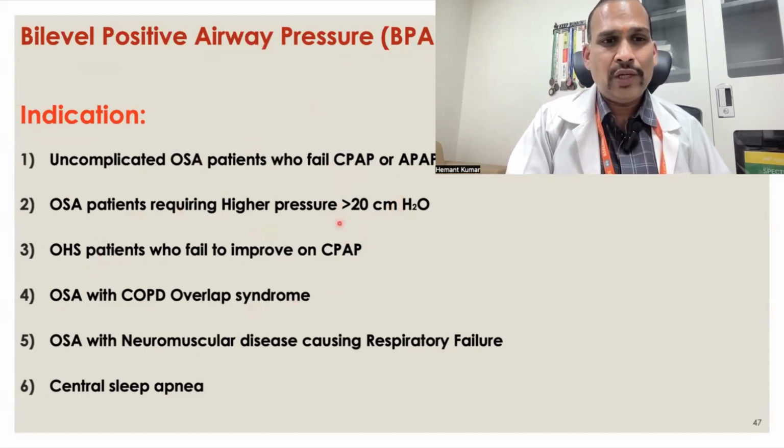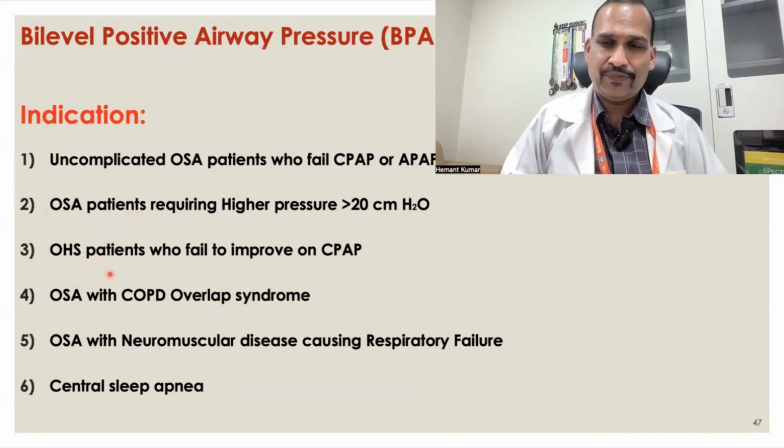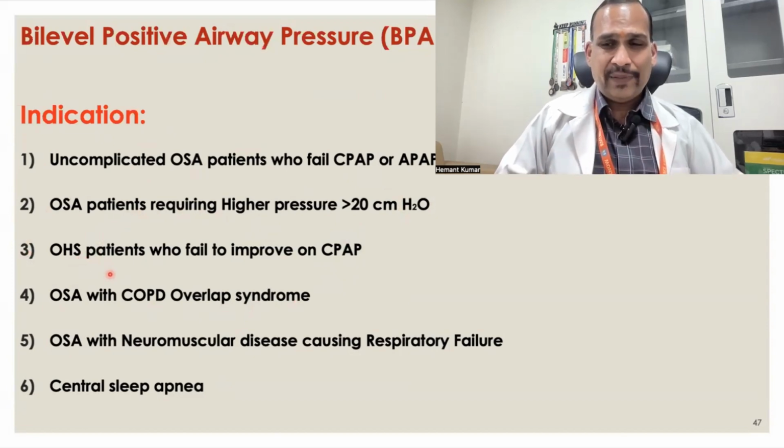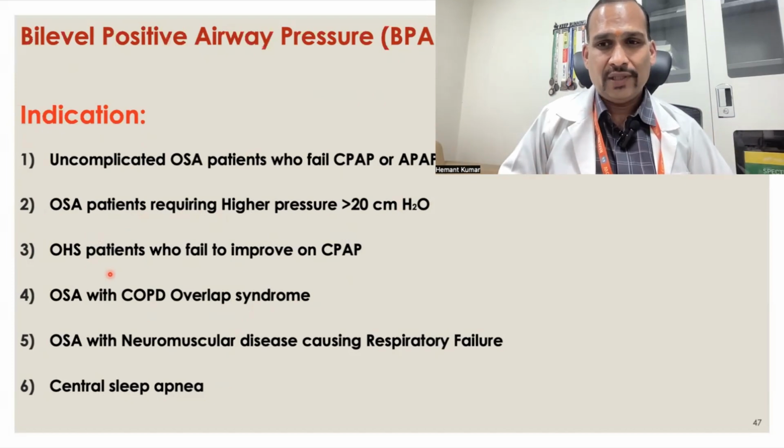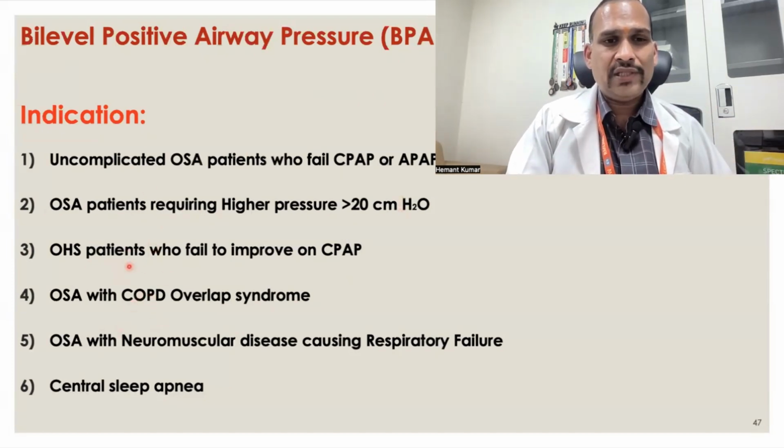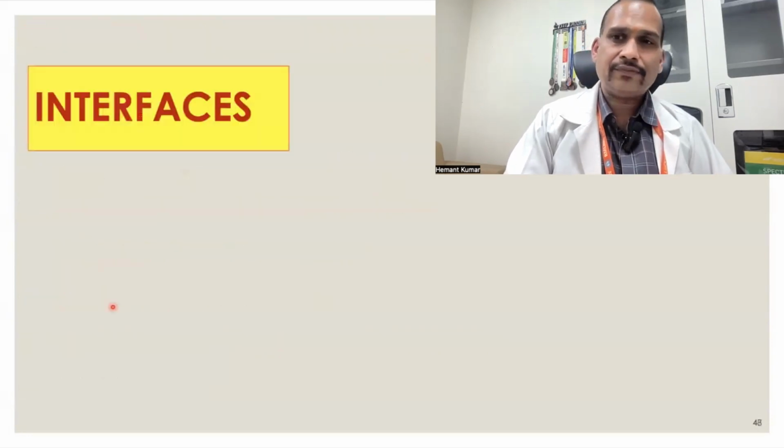Those patients who have OHS, which means obesity hypoventilation syndrome, will have more CO2. For CO2 washout, we have to use BiPAP. Also OSA with COPD, OSA with neuromuscular disease like respiratory failure, and central sleep apnea. So these are the indications for BiPAP.